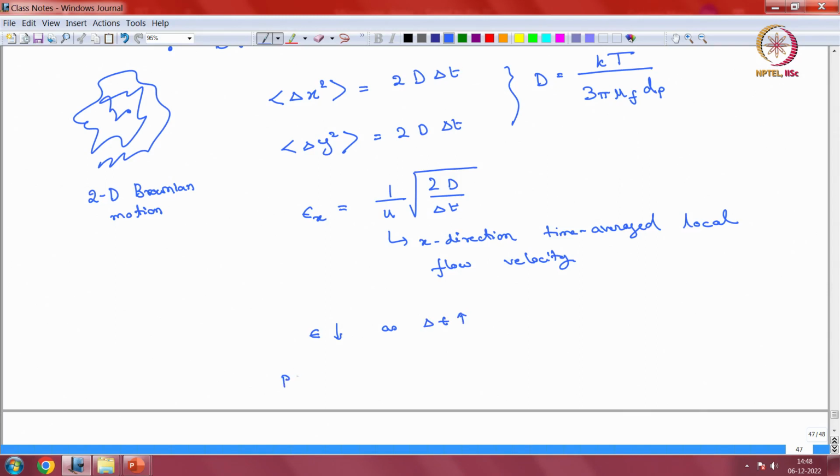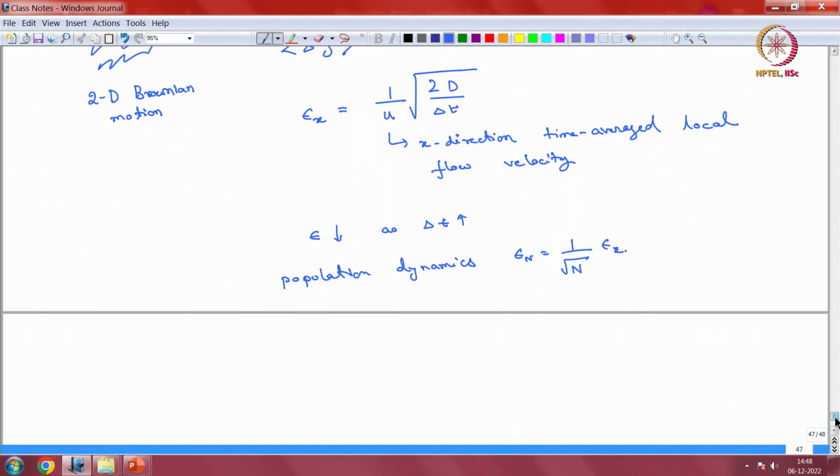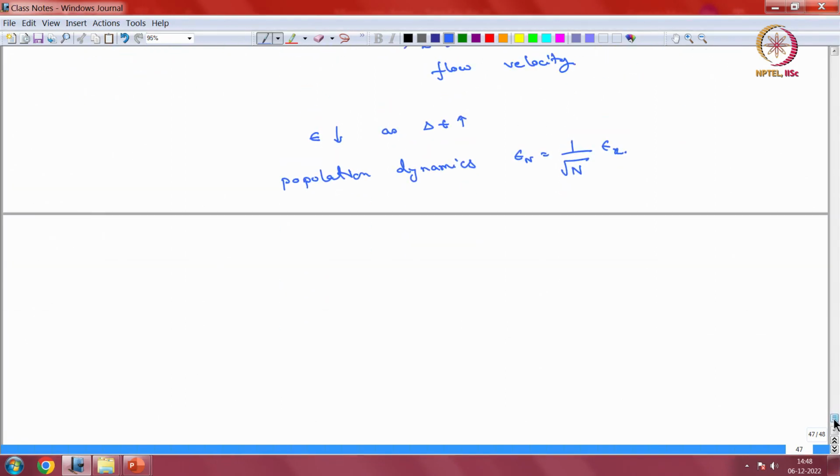And for population dynamics, which means many body population dynamics, which means you have n tracer particles, the error actually scales as root over n of epsilon x. So, these are some results that I am using, and I am sharing with you without going into the exact details. For example, I am skipping all the details of Brownian motion, because that is something you will have to read up.